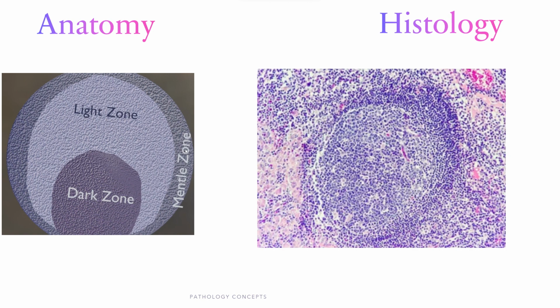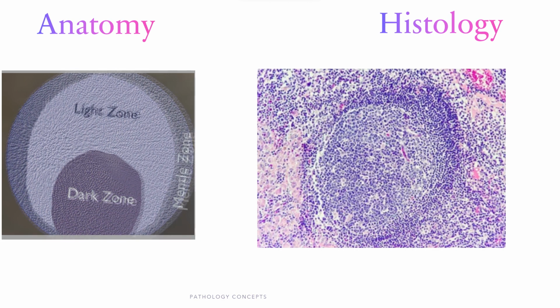The next zone is the marginal zone. This zone is a light zone surrounding the follicles. It contains post-follicular memory B cells, named marginal cells due to their location at the interface of lymphoid white pulp and non-lymphoid red pulp in the spleen. However, the marginal zone is rarely seen in the lymph node except in mesenteric lymph nodes.